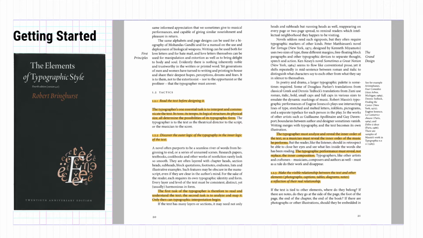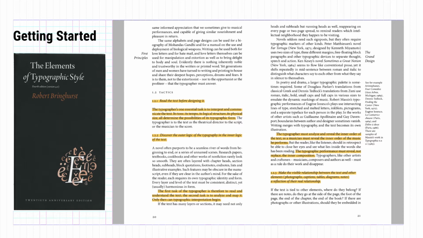The second task is to analyze and map it. Only then can typographic interpretation begin. So basically, what does the content dictate? If the text is a simple novel, you probably don't need a complex grid to compartmentalize different types of information.